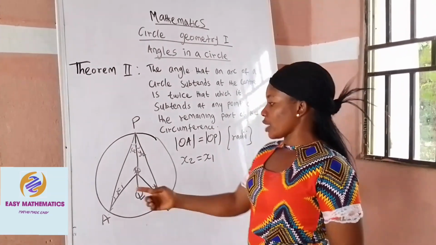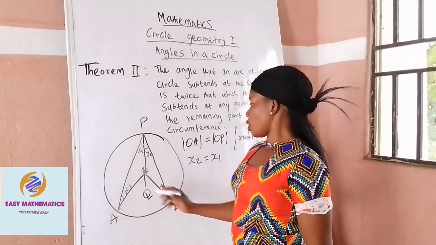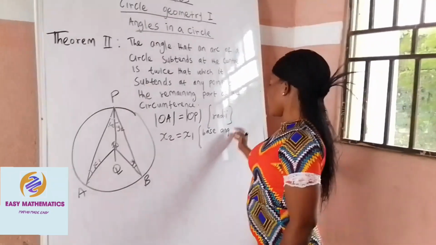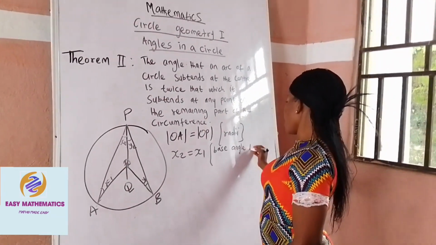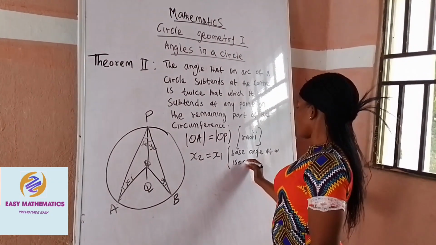S2 is equal to X1. That is, this angle is equal to this angle. The reason: base angles of an isosceles triangle are equal.